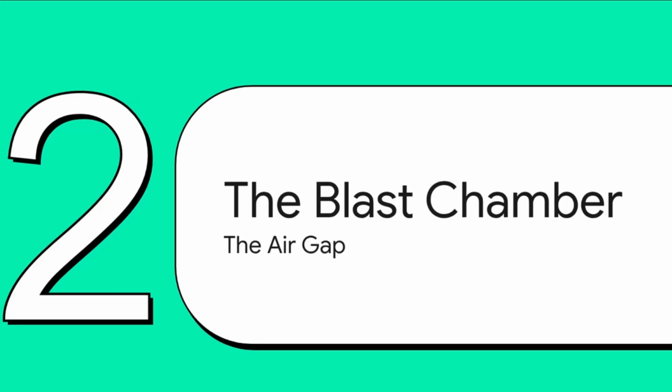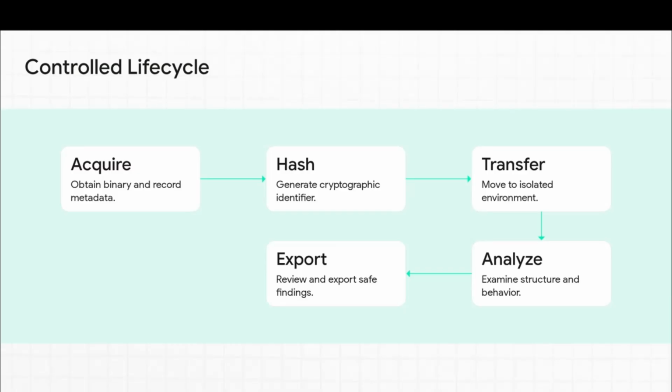Section 2. The blast chamber, the air gap. Now, an air gap isn't just about yanking an Ethernet cable out of the wall. It's a profound shift in methodology that requires absolute precision. You have to meticulously control exactly what goes in and what comes out. In this workflow, you acquire the file and immediately generate a cryptographic hash, basically a digital fingerprint, so you can uniquely identify it. Then, it's transferred into isolation, analyzed, and only safe, thoroughly reviewed findings are ever exported. This strict boundary is absolutely crucial. It prevents your air-gapped workstation from slowly turning into an infected, contaminated machine.